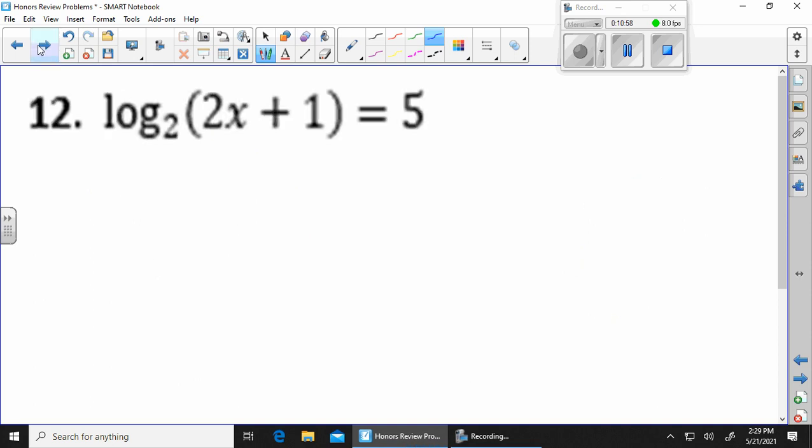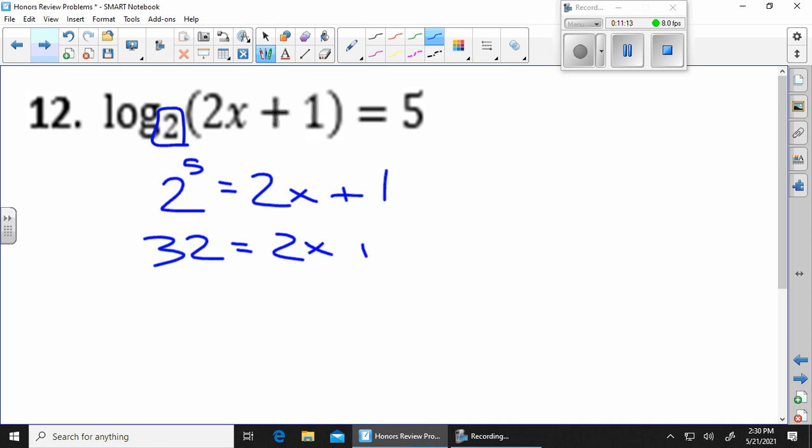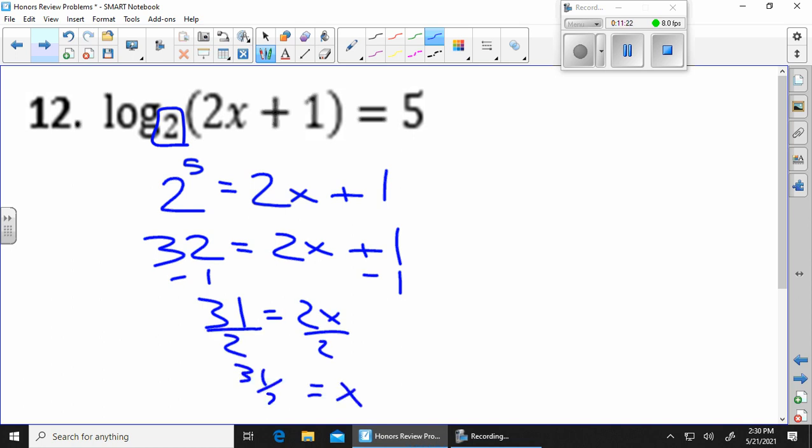12. How do you get rid of log? You can't divide by log. You make it exponential. Start at your base. 2 to the 5th equals 2x plus 1. 2 to the 5th. Put in your calculator. 32. Subtract 1. 31 equals 2x. Divide by 2. X is 31 over 2, which you might have as 15.5.